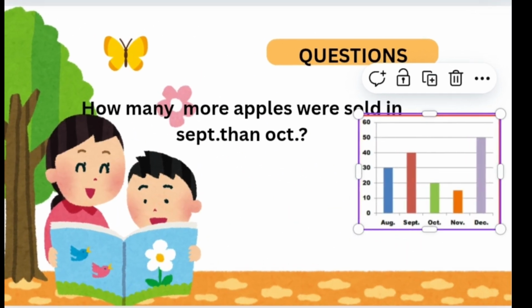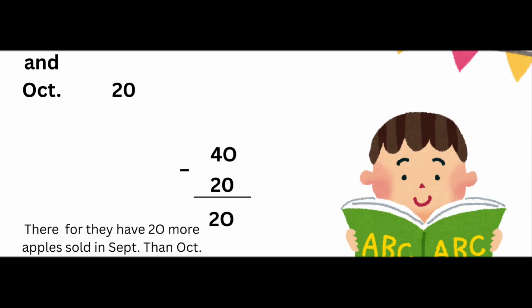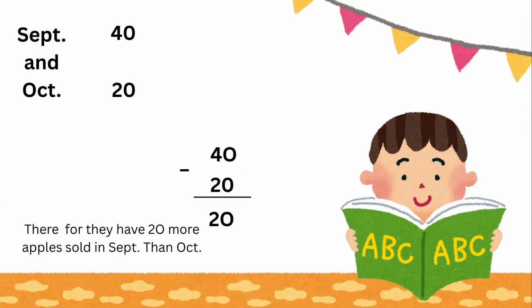Another example. How many more apples were sold in September than October? We have to get the difference between the number of apples sold in the month of September and October. So we're going to subtract. 40 minus 20 is equal to 20. Therefore, 20 more apples were sold in September than October.